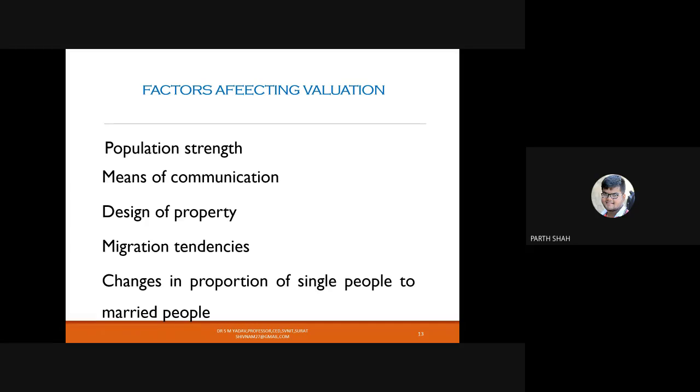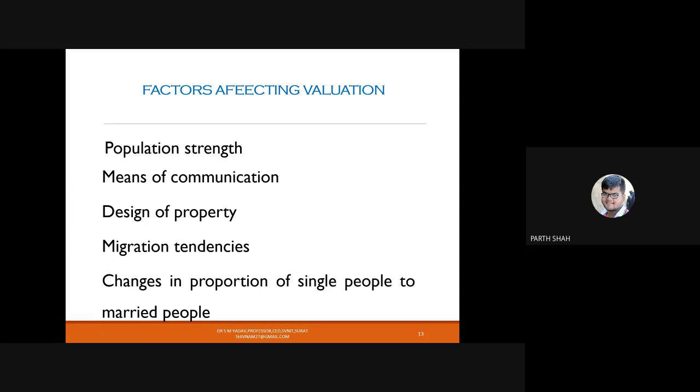Design of a property: what kind of design the property has, whether it has a load bearing structure, whether it has an RCC structure, or whether it has a combination of both, that is load bearing structure and RCC structure. So depending upon that, the design of the property will also affect the value of a property. Migration tendency. This is observed when people are migrating from one area to another area. Definitely it will also affect the value of property.